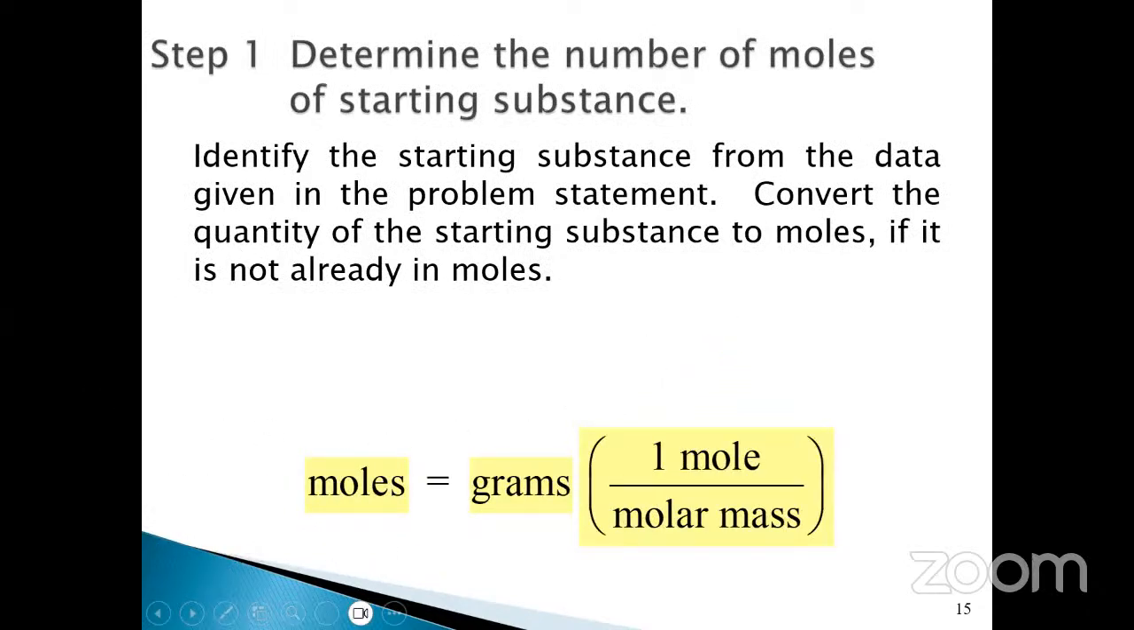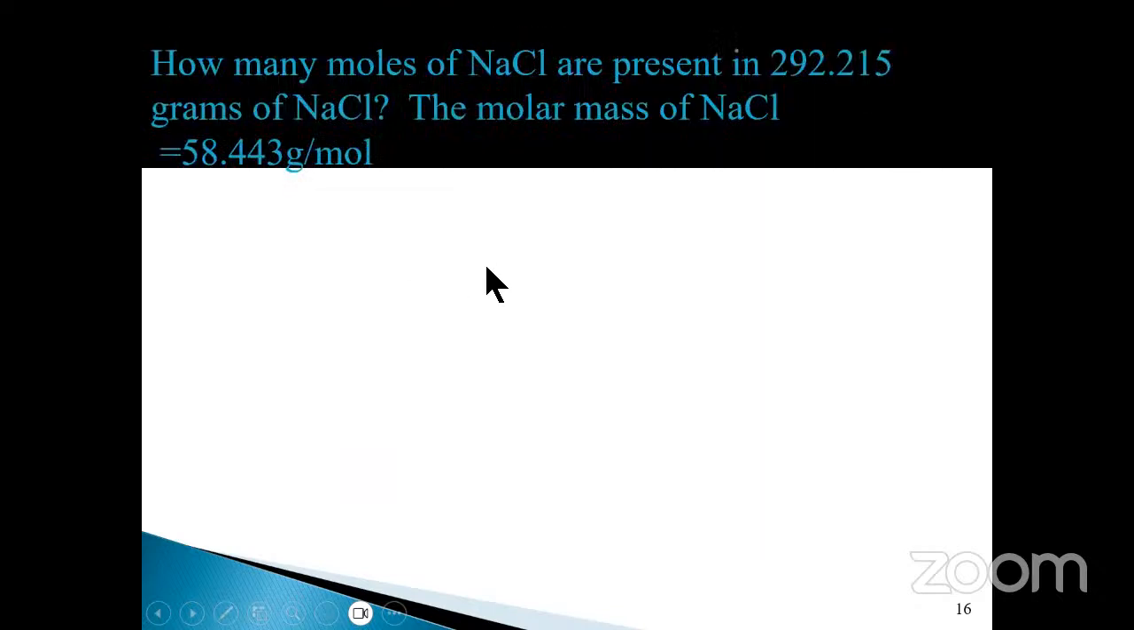All right, so basically, as we said before in step 1, if you're given a mass in grams, you have to multiply by this conversion factor to convert it to moles. 1 mole of the substance divided by the molar mass. And of course, the molar mass you can get from the periodic table, right? So this is just a quick example, a bit of a review of previous chapters. Question says, how many moles of sodium chloride are present in 292.215 grams of sodium chloride? So that's very easy. And what makes it easier is that they gave us the molar mass already.